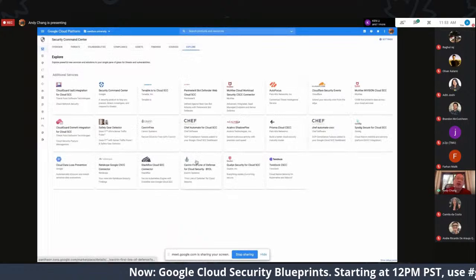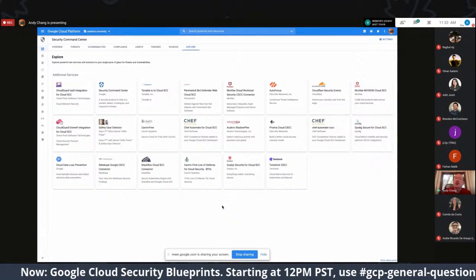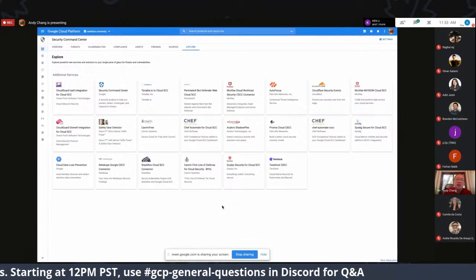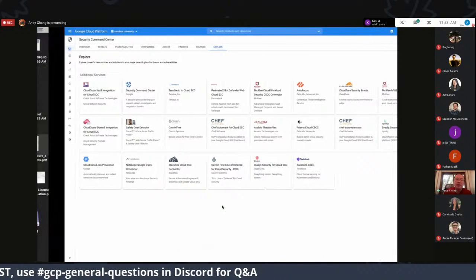Also, we integrate with a number of partners, so if you or your organization are using a range of other security providers, you can also have their data brought together in one place.